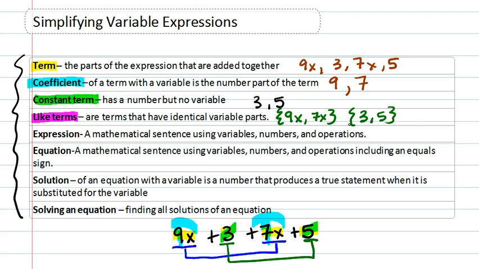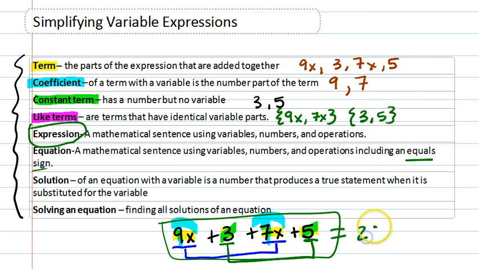Now, a mathematical sentence using variables, numbers, and operations is what an expression is. So this here is what we're calling an expression. An equation is the same thing but includes an equal sign. So it might be equals 20 would make this an equation versus an expression. An expression doesn't have an equal sign, an equation does. One way to remember that is to see the word equal in equation.